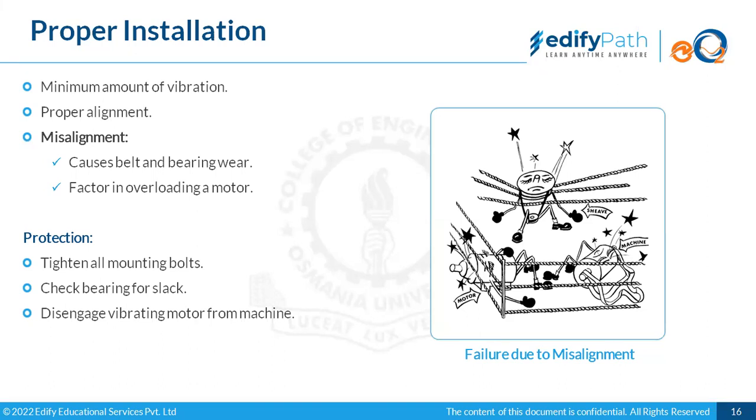Say we have a two-pole alternator connected with a turbine, and if it is not properly aligned, then the wear and tear would happen so fast that we could not imagine, and that could result in the shutdown of the plant, causing a huge loss to the production unit. So alignment has to be always there.